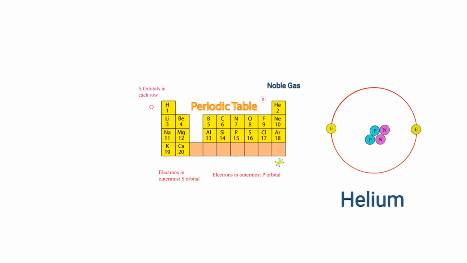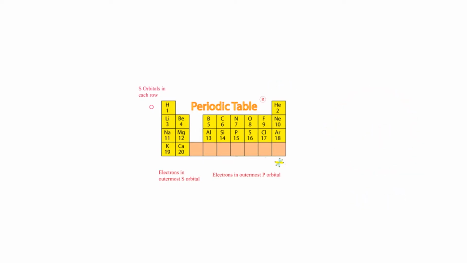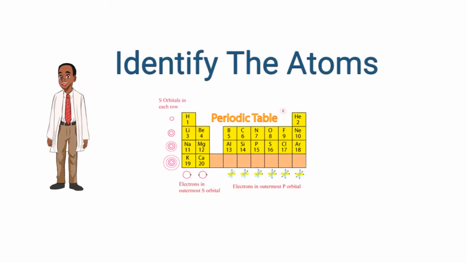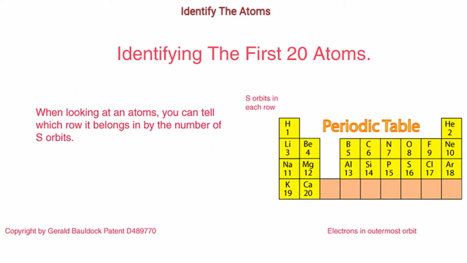The Kids for Chemistry program provides games that help reinforce the concepts learned in the program. One of the games is called Identifying the Atoms, which is based on the drawings. When looking at atoms, you can tell which row it belongs in by the number of s orbitals.